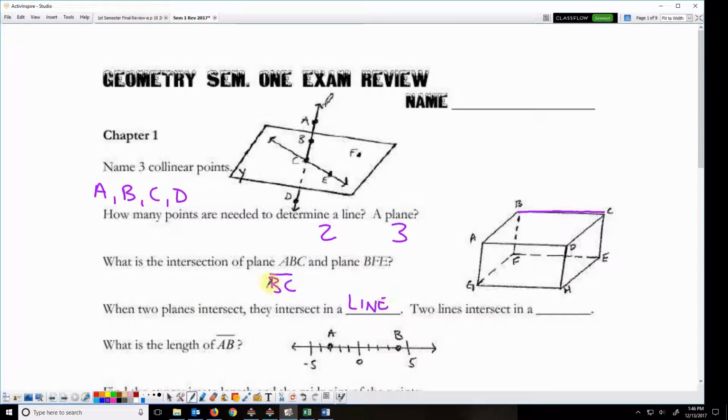Now here we named a segment, but remember a segment is a part of a line, and since this box doesn't go infinitely, we just called that a segment. But that segment is on line BC. When 2 lines intersect, so you just have 2 lines crossing each other, their intersection right there is a point.